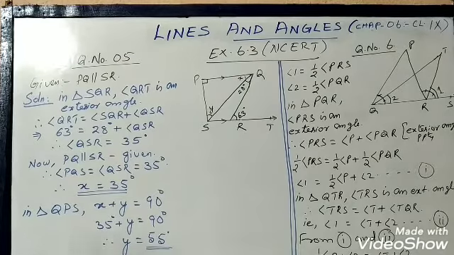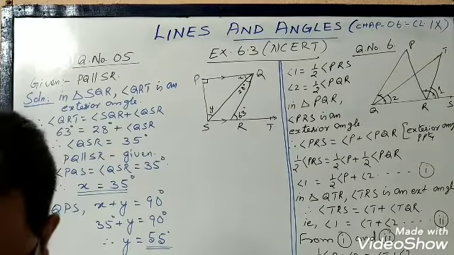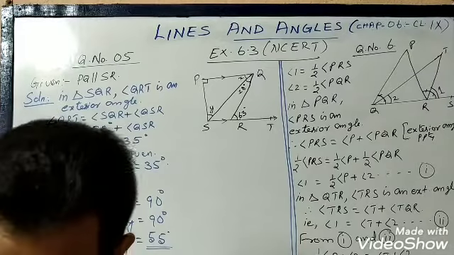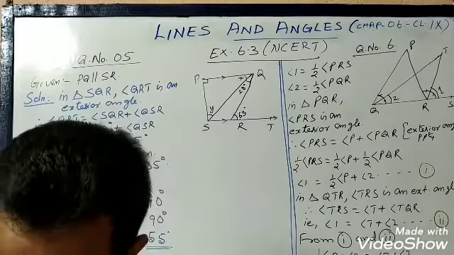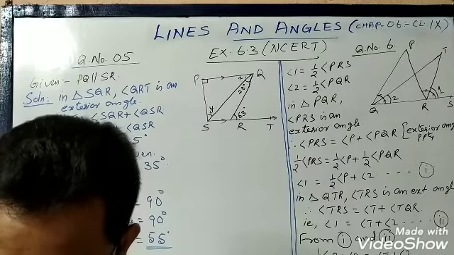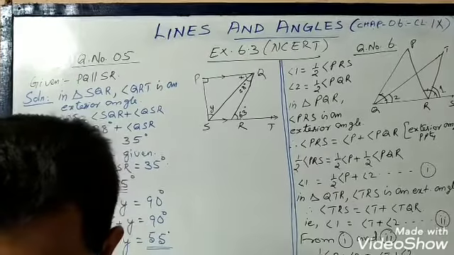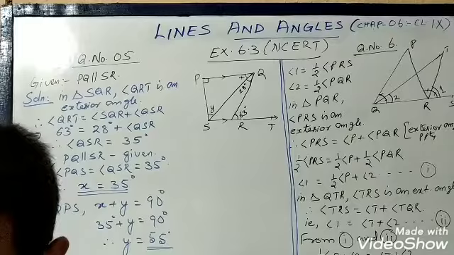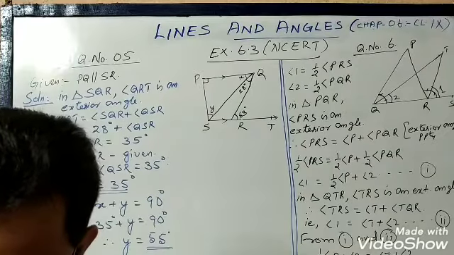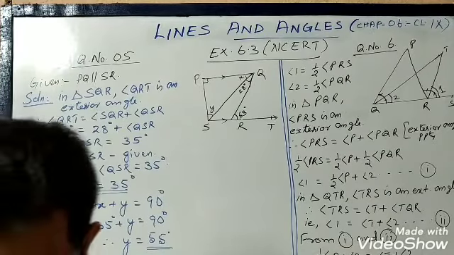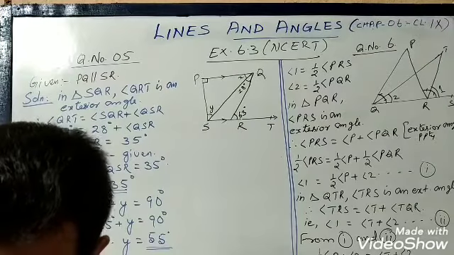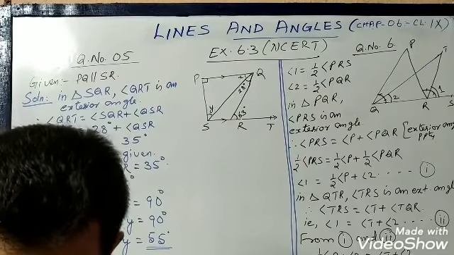Children, we will solve two questions of exercise 6.3. I have already solved question number 2 and 3 of exercise 6.3. Now I am going to solve question number 5, page number 108. It is given in the question paper. Question number 5 in figure 6.43. See the figure 6.43 in your book.